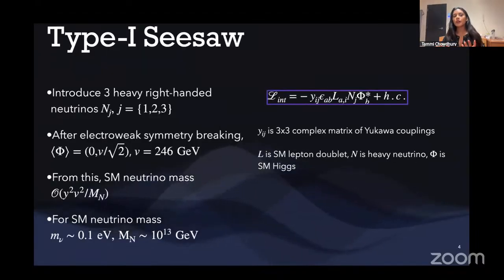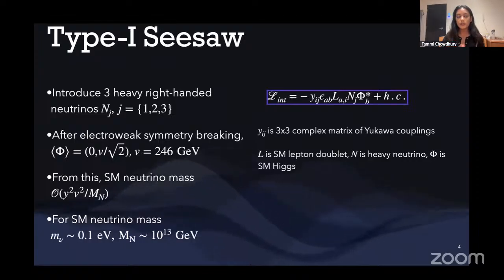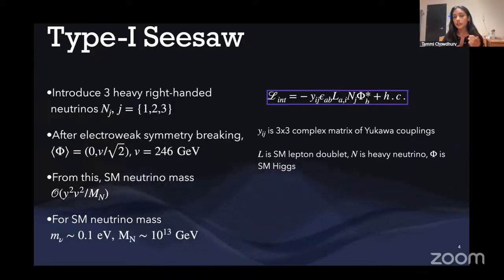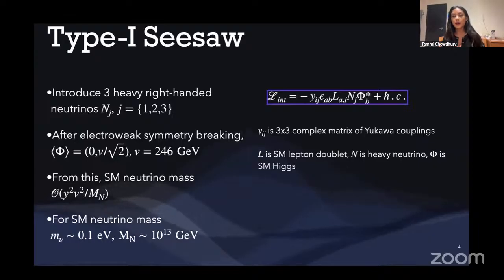So to be a little bit more concrete, the type 1 seesaw mechanism introduces three heavy right-handed neutrinos, denoted by N_j, where j runs over 1, 2, 3. And we can see the Lagrangian, where Y here is a 3x3 complex matrix of the Yukawa couplings. L is our left-handed lepton doublet. N is this new heavy neutrino. And phi is the standard model Higgs field.